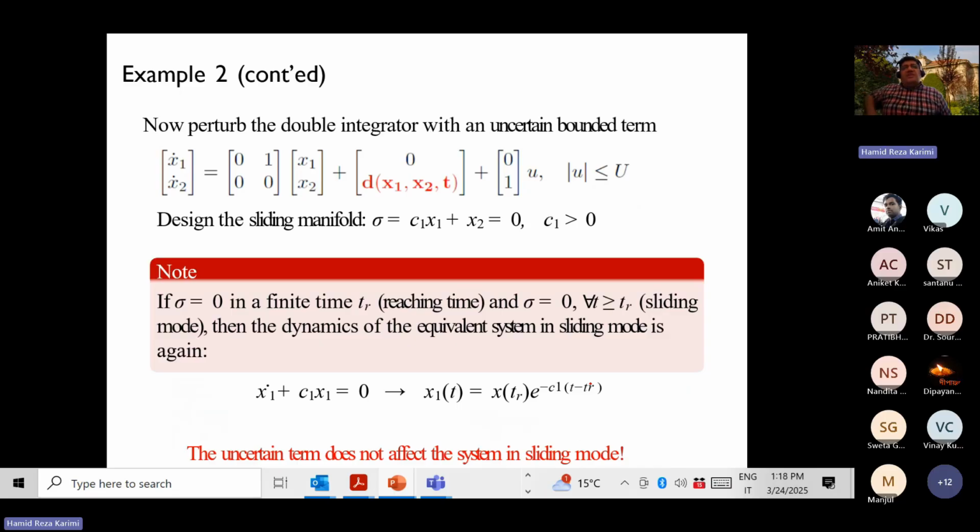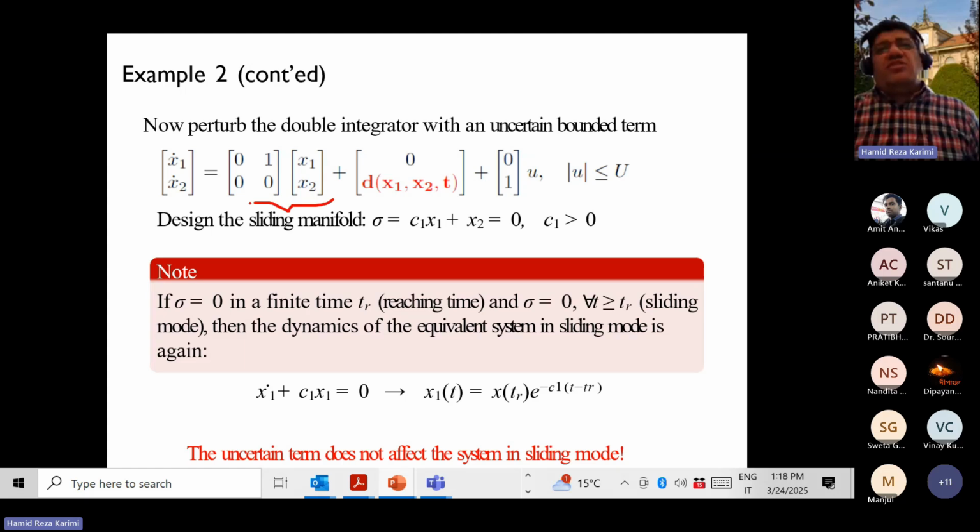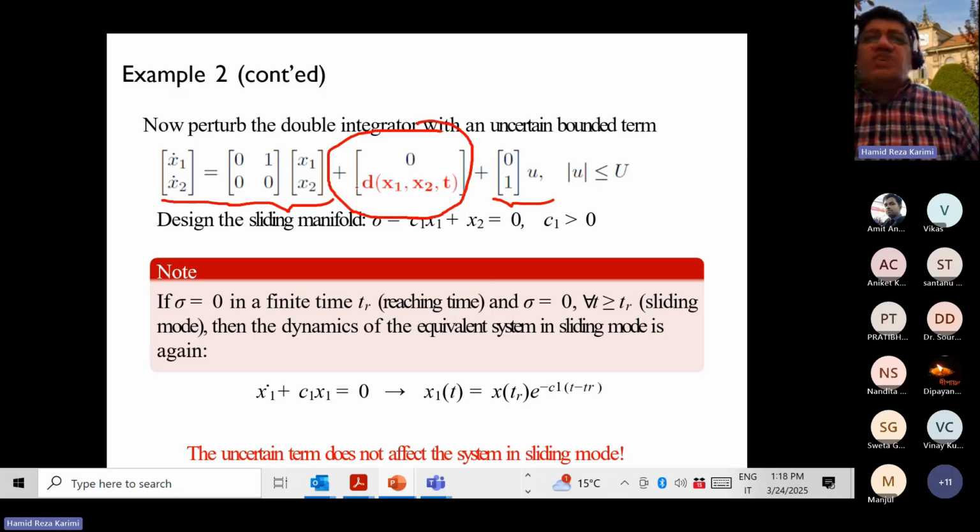Okay, so now you can perturb the double integrator with an uncertain bounded term. So this was your double integrator, right? And this was your control. Now let's add this additional term. We want to add the function d(x1, x2, t).